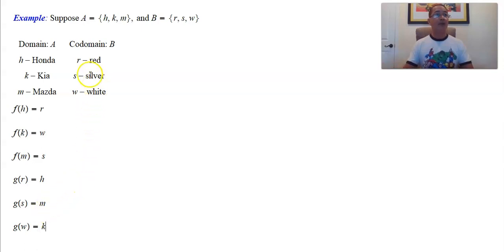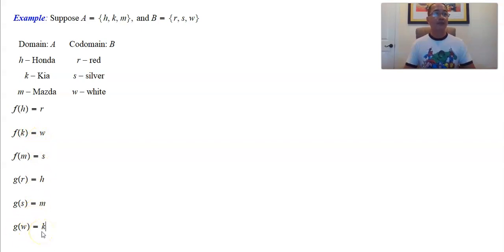So actually, no, I was going down the list for the codomain. R goes back to H, S goes back to M, and W goes back to K. So we can quickly check, do we have the cancellation properties? Let's do the composition G composed F. So if you plug K into G composed F, K goes into F first, so F of K is W, and then we input that into G, and G of W is K.